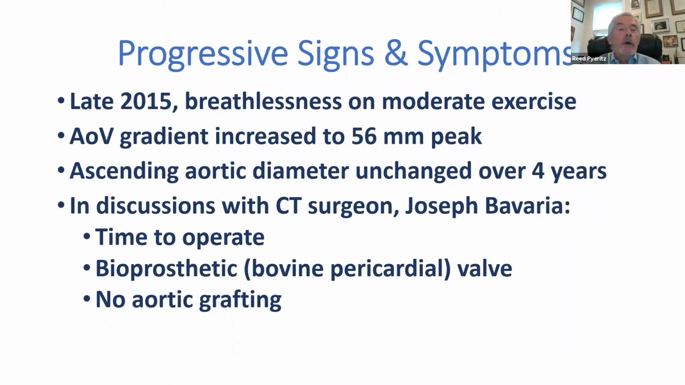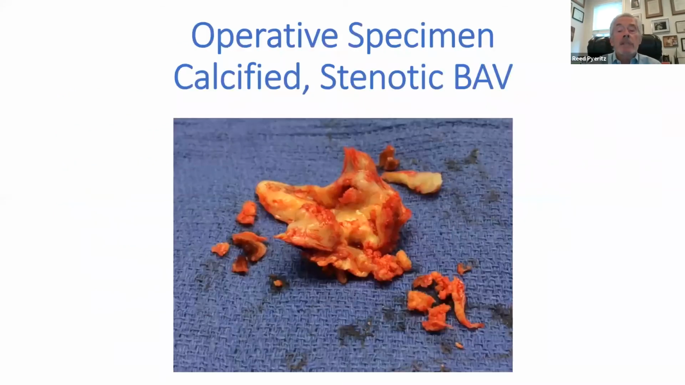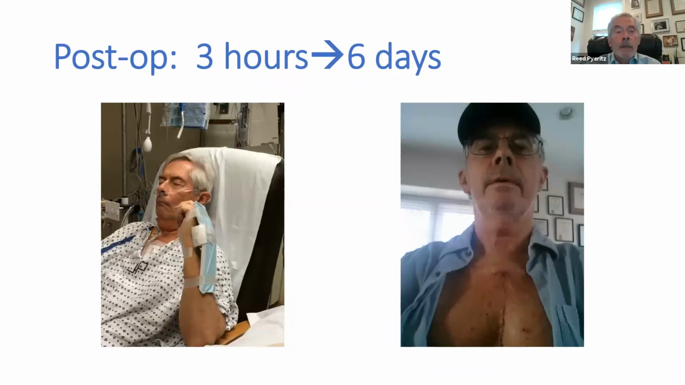Between the two of us, we also agreed that I did not need at this point to have an aortic graft put in to deal with the mildly enlarged portion of my ascending aorta. So I underwent surgery in December of 2015, and here's the specimen of my aortic valve that shows, first of all, it doesn't look anything like an aortic valve because it was so abnormal at that point, and it was heavily calcified. After 3 hours, here I am in the intensive care unit.